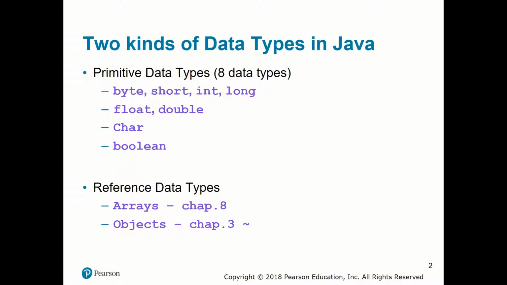In Java, arrays and objects are reference data types. You will learn arrays in chapter 8, and from chapter 3, you will learn about objects.